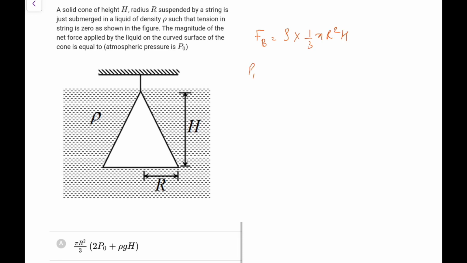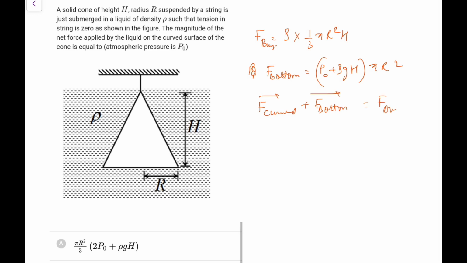Now out of this, the force from the bottom would be equal to P naught plus rho g h into that area, that is pi r square. So from the curved surface, F from the curved plus F from the bottom is equal to the net force, which is F buoyancy, that is upwards. So both are upward, so F from curved would be the subtraction: rho by 3 pi r square h minus P naught plus rho g h into pi r square.